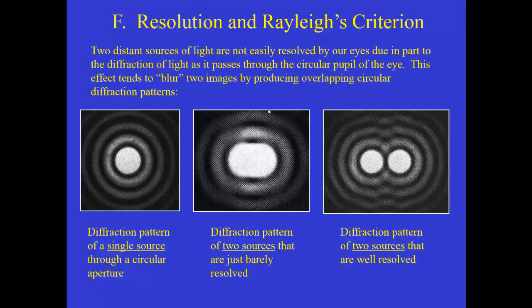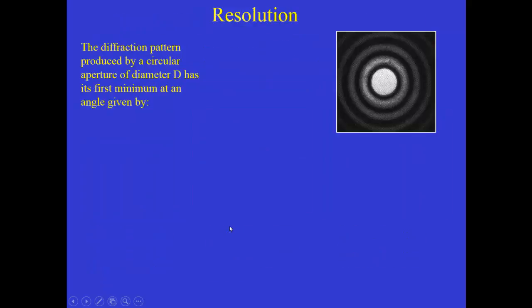So what we want to do is work out a mathematical expression for when two sources are just barely resolved. And that will depend on the diameter of the opening, in this case the pupil of the eye. It will also depend on the wavelength of the light, and it will depend on the angular separation of the two sources at a particular distance. So let's show how this works.